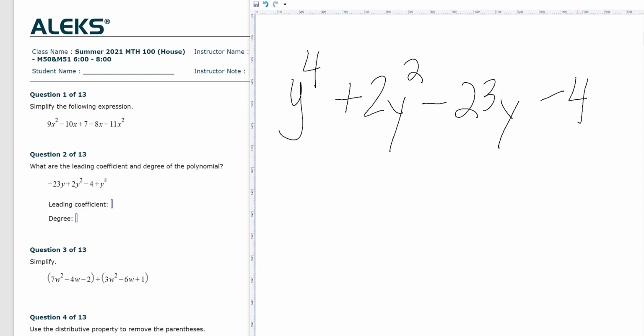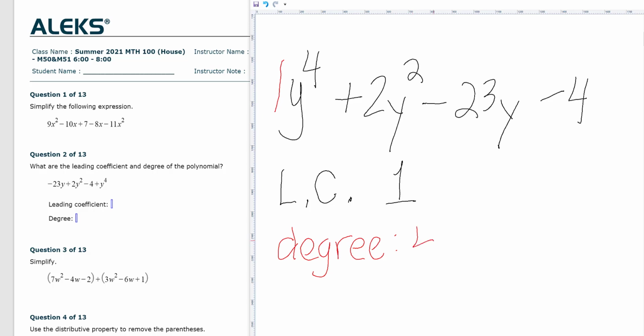And once again, as I rearranged the order of the terms, I was careful to keep the correct sign with the term. Now y to the 4th is in the front. It is the term that tells us our leading coefficient. It's going to be a 1 because there's an understood 1 in front of this y to the 4th term. Our degree is going to be 4 because the degree is the highest power in the polynomial, which if you have put it in standard form will also be the exponent of the first term.